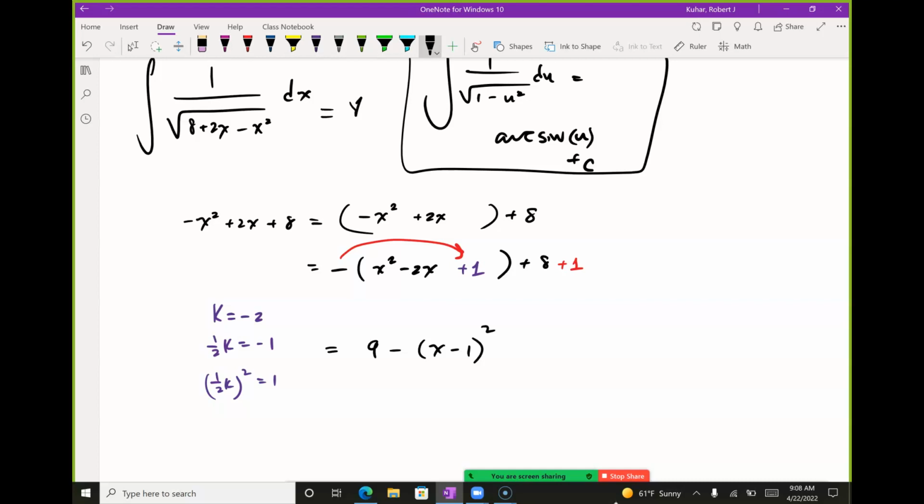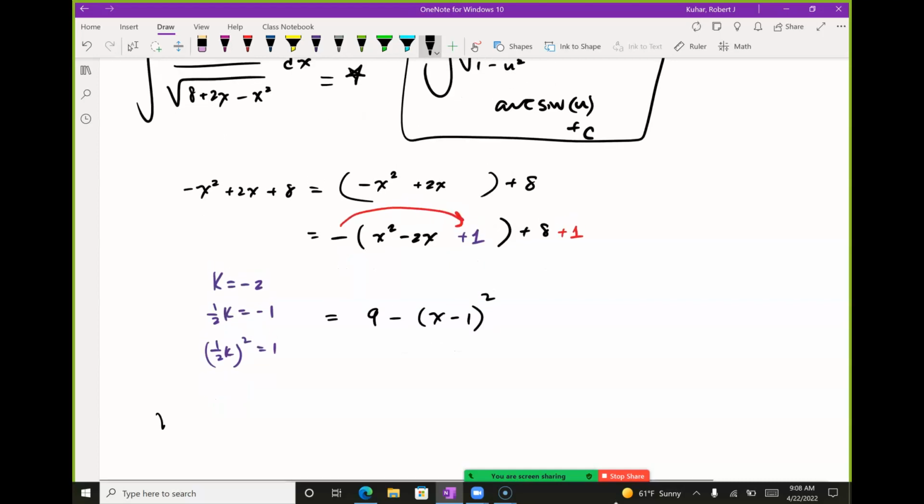So this guy is star, just so I can say down here, star is now equal to 1 over the square root of 9 minus x minus 1 quantity squared, all with respect to x.